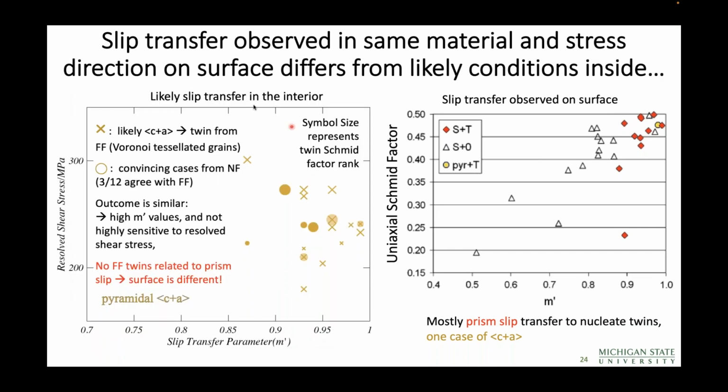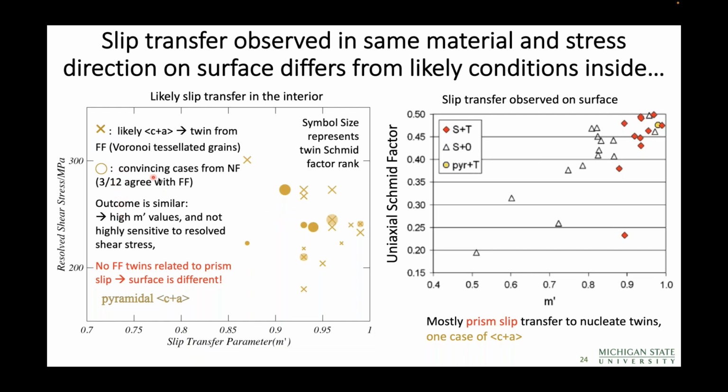So if we actually look at what's happening in the interior here, we have with the X markers the likely C+A to twin conditions that come from the far field conditions, where we have the resolved shear stress on the vertical axis and the slip transfer parameter on the horizontal. And again, we see the same message. We need a high M prime for this to happen. And the resolved shear stress is sort of scattered. This is sort of a shotgun blast here. So stress is not a predictor for whether a twin is going to happen.